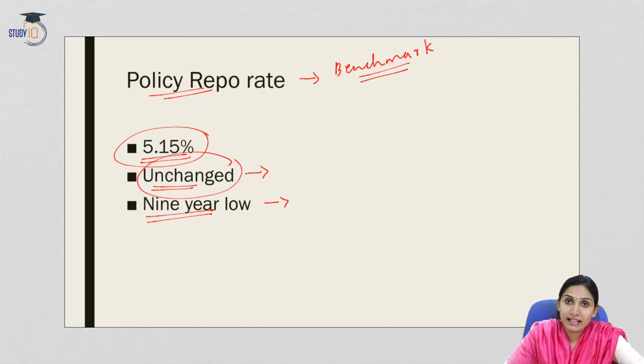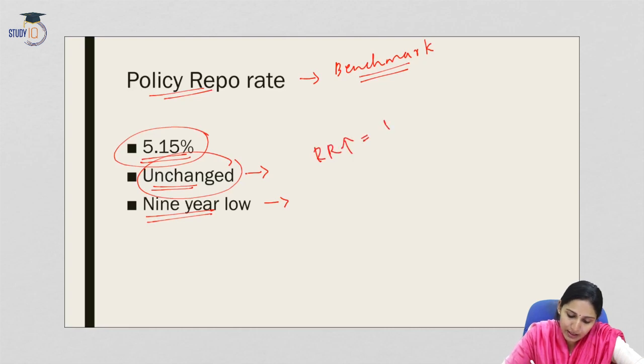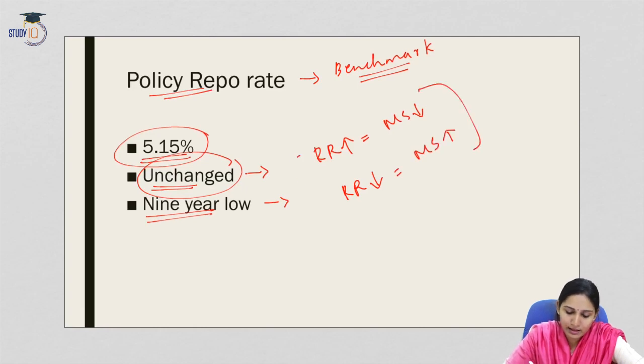And we have already seen how the repo rate will impact the money supply. So when there is an increase in the repo rate, this means money supply will come down, and when there is a reduction in the repo rate, this means money supply will increase in the economy. So this is the relationship.